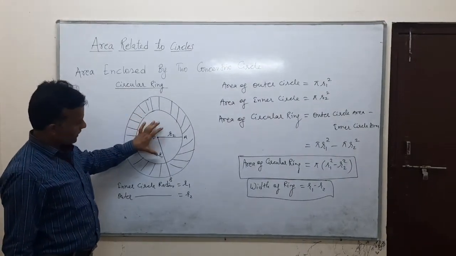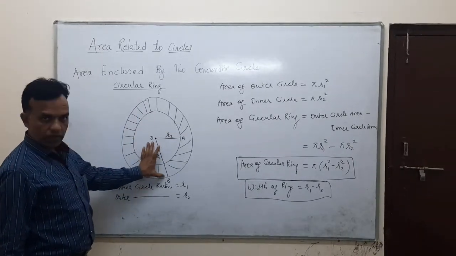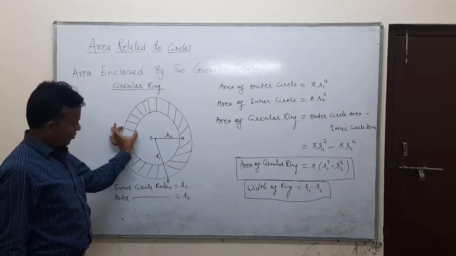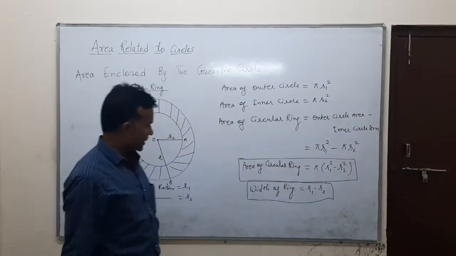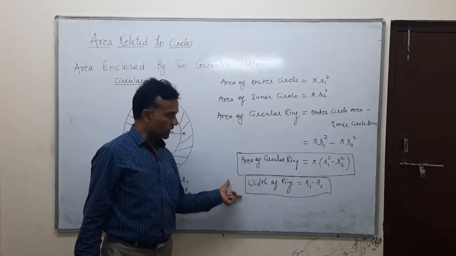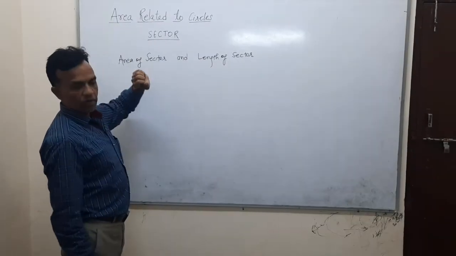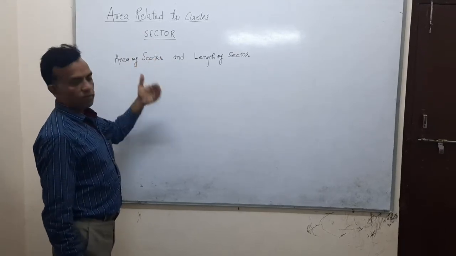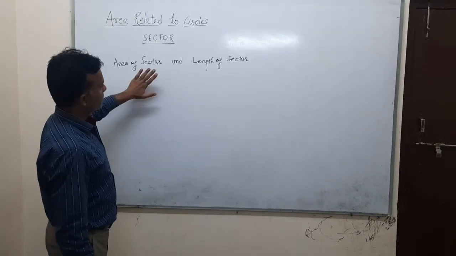By OA and OB, there are the two radii, and OB is the outer radius and OA is the inner radius. Then find the width of the ring by R1 minus R2. That is the formula. So there are two concepts here: area of circular ring and width of the ring. Topics are again related to the regular circle, but one by one here we discuss the topics.